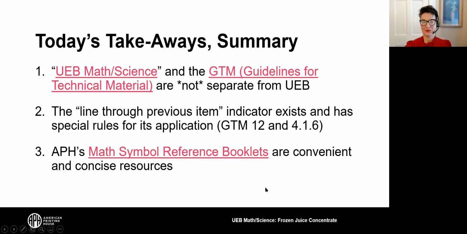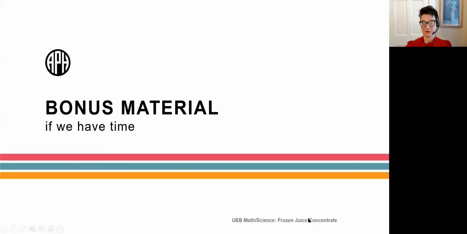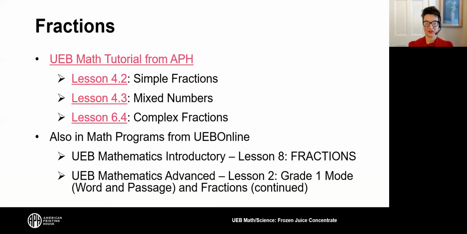Okay, will do. I do have a couple of polls here that I think will be fun for the people who are still here. That's the start of the bonus material.